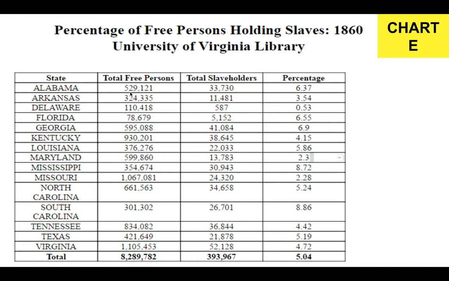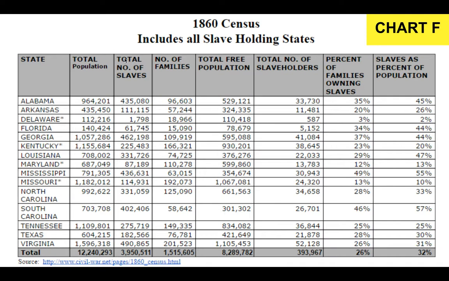So there are 529,000 free persons in Alabama. Okay. Out of those, only 33,730 are slaveholders. So the percentage is right here. So you're going to get a chance to look at all of this. And there's also a total line. Again, you want to look at everything. Read the names of the states. Look over these numbers. Look for numbers that stand out, whether they're really high or they're really low. And again, look for patterns.